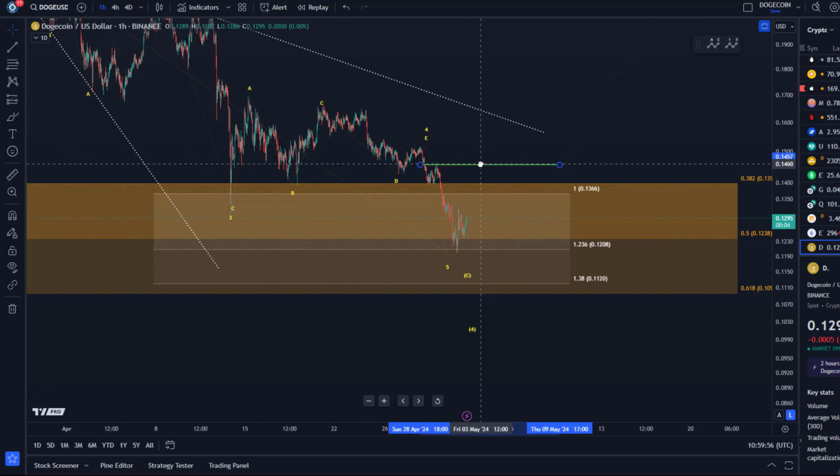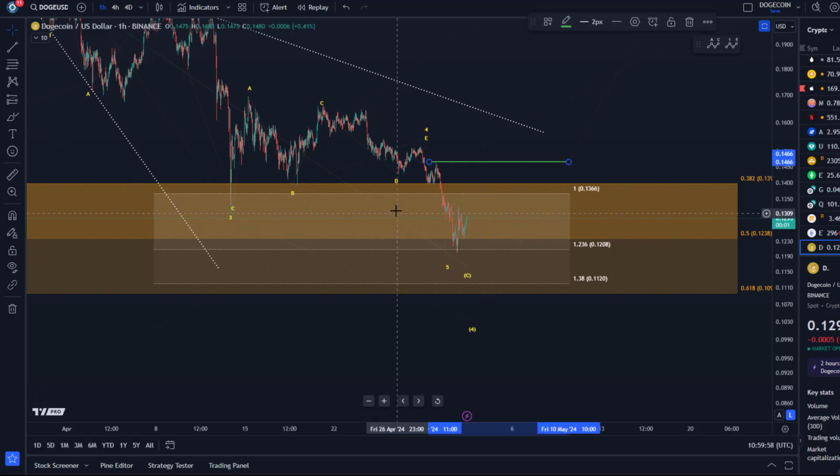For me, if we now break above the last swing high, however, that would be a solid indication that a low has formed. That is a break above 14.6 cents. And again, a bounce is due. Not only a bounce, actually a reversal is due from the current region.